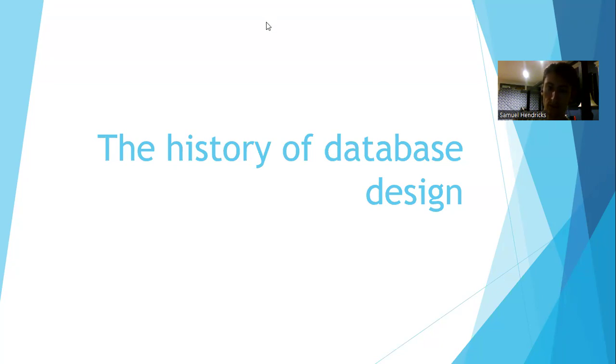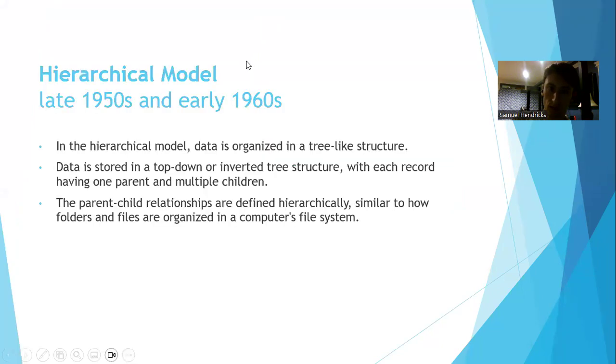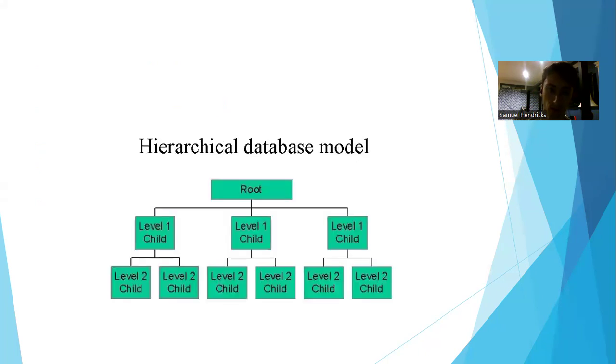The first one is called hierarchical, and it was started in the 1950s, 1960s. Hierarchical was a tree structure. Just like any other tree, you'd have a root, and that root would have children. Some of the rules they'd follow is a parent can have multiple children, but a child can only have one parent. So this is kind of what it would look like. As you can see, all these children have only one parent.